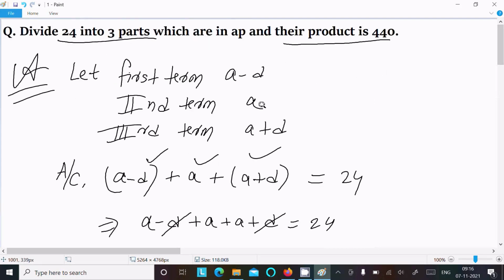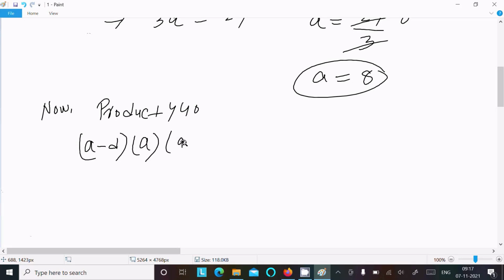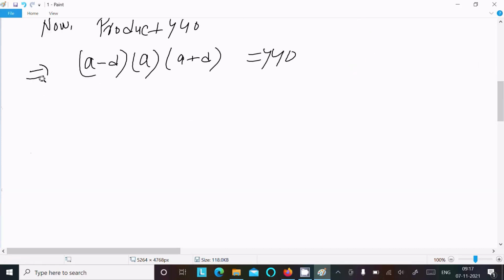So the second term that we found here is 8. Now the next condition is that their product is 440. So we need to identify the d. Now the next is the product 440. Okay, so here a minus d, a, a plus d equals 440. Now I'm going to multiply a minus d and a plus d, so this is here a square minus d square, and this is a, 440.